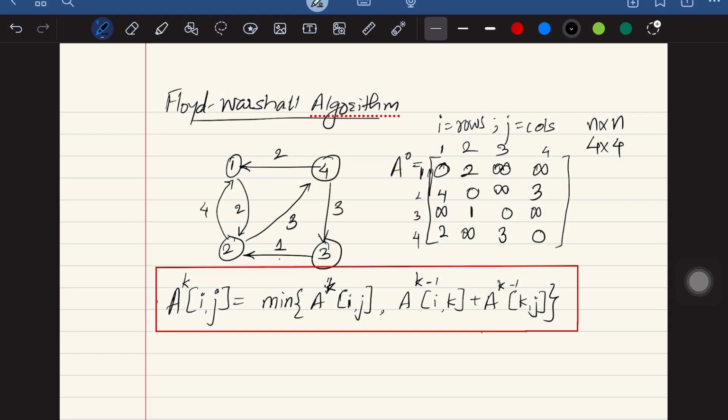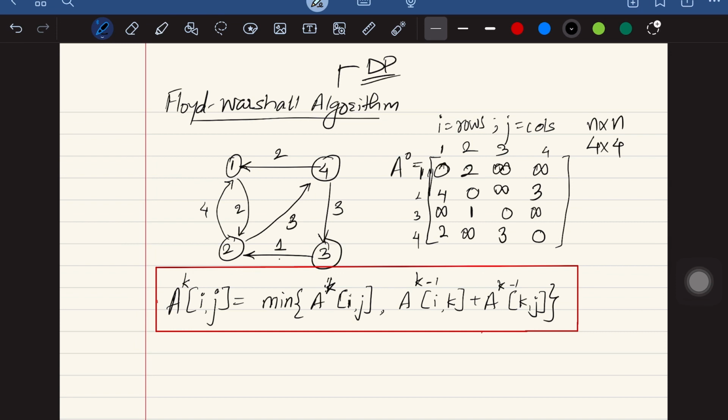Hey everyone, in this video we are going to see the Floyd-Warshall algorithm and we are going to solve this particular example. So the Floyd-Warshall algorithm is used to find the shortest distance from all possible pairs of vertices. And to do this it uses dynamic programming.